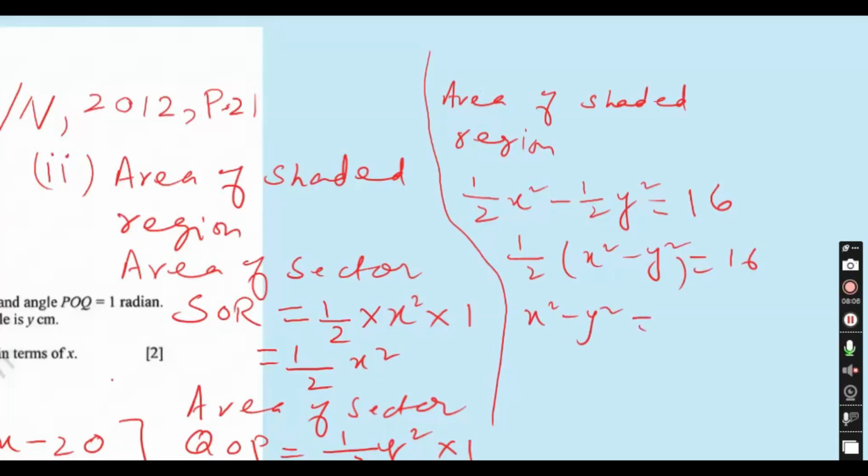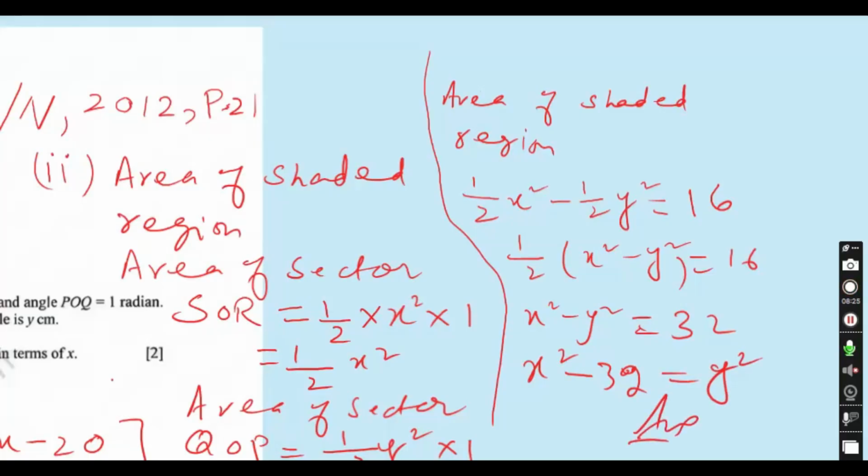minus y square is equal to 16 twos are 32. This 2 is divided over here, so it should multiply by 16. So x square minus y square is 32, or you may write x square minus 32 is equal to y square.